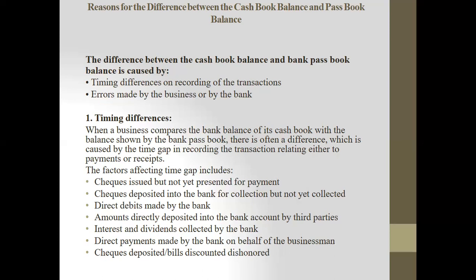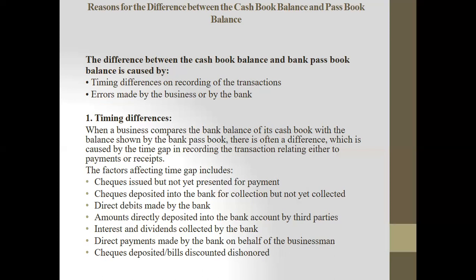And direct debits made by the bank, sometimes they will charge interest. So direct debits the bank makes, you will not know about them, you will not check the messages and transaction details, so you will not enter them into the cash book, but it will be updated in the passbook by the bank. Then amounts directly deposited into the bank account by third parties. Sometimes customers directly deposit the amount to your bank account. Nowadays we have Google Pay and also online payment. Whenever payment is made directly, it will be credited to your account, but you will not enter it in your cash book. So there will be a difference.